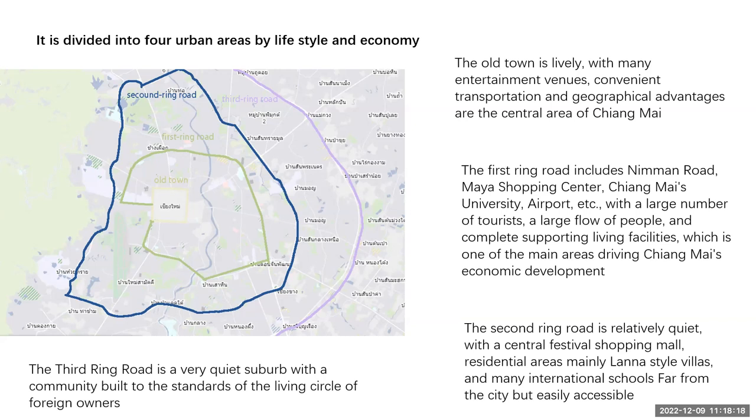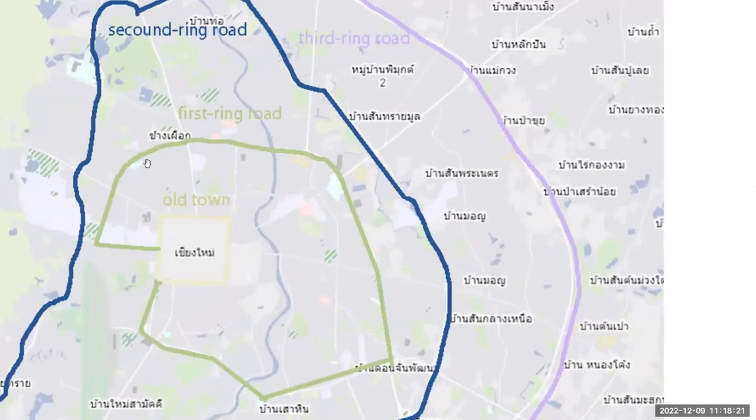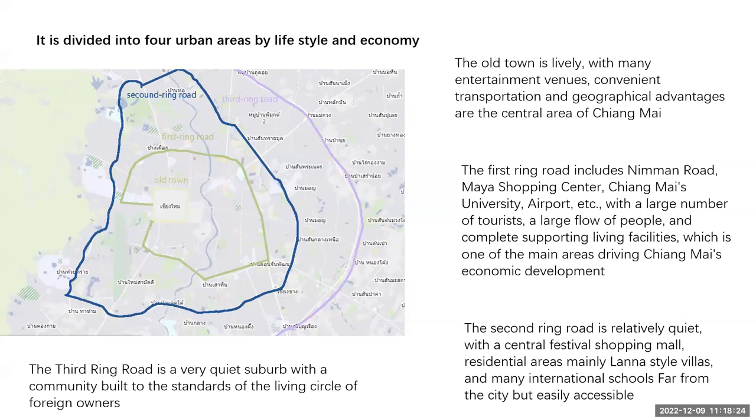And we can say the mapping green lines first includes the main roads and our university and also the airport. From these three places, we can find this place has a number of people. This can support the living facilities. So this area has economic development, medical development, and the second ring road is two things.